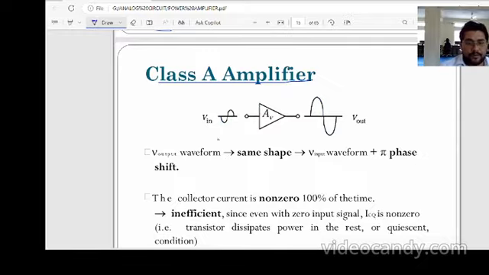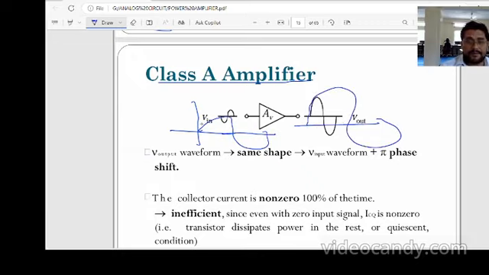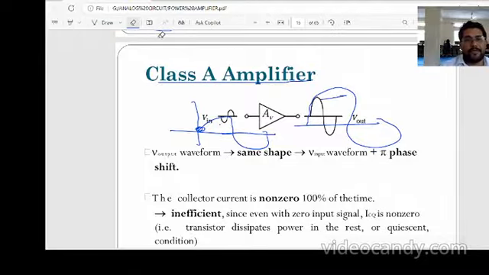Pi shift. Suppose this is the input, and this output is the amplified form. This output is the amplified form, but it is phase shifted. It changes the phase by 90 degrees. This signal is reduced, sorry, this will be the reduced form. This is the reduced form. That means we have to add the signals.